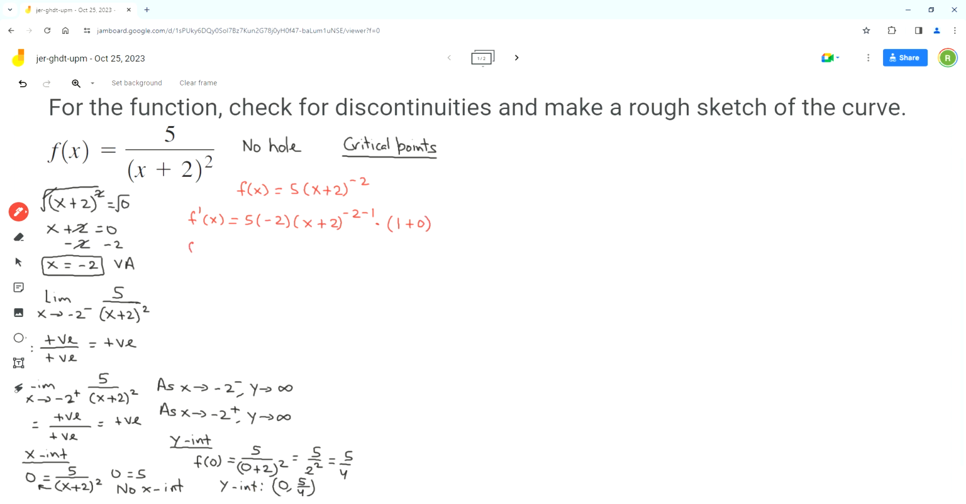Now we can simplify this expression. So f'(x) = -10(x + 2)^-3. 1 + 0 is just 1, and multiplication by 1 doesn't change anything. Now we can move the (x + 2) to the denominator to make the exponent positive. So f'(x) = -10 over (x + 2)^3.